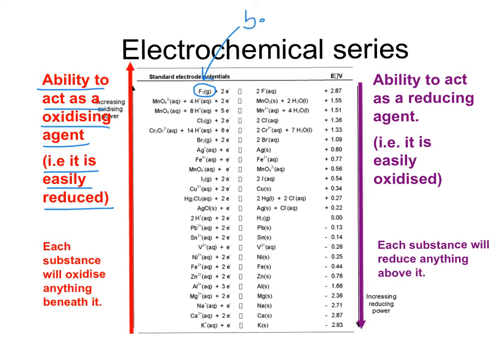So this is the species in this list that will accept electrons the easiest and will have the greatest oxidizing ability. So therefore I can add an extra label and I could say that each substance will oxidize anything beneath it. So my fluorine is able to oxidize anything that falls below it in this electrochemical series. I'll just add on the T.